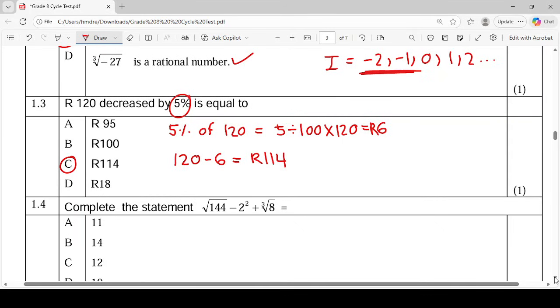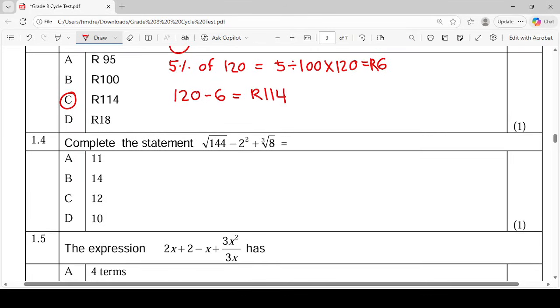1.4, complete this statement. This is testing our knowledge of squares, cubes, square roots. But again, we have a calculator, and you might know these anyway. The square root of 144 is 12. 2 squared is 4. And the cube root of 8 is 2. So if we work this out, 12 take away 4 is 8. Add 2 is 10.